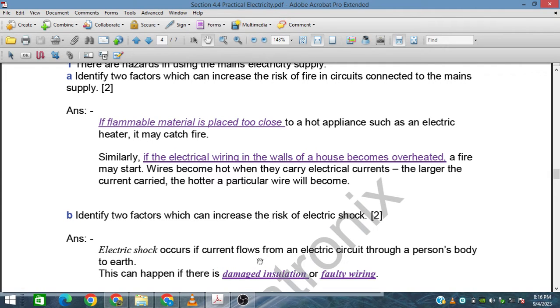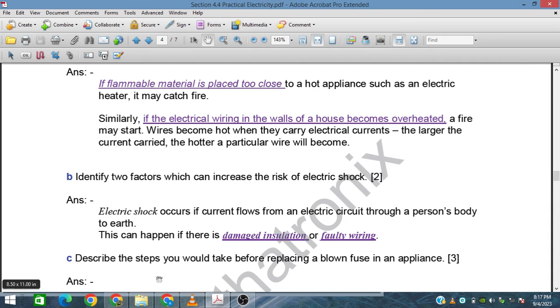If somewhere there is damaged insulation, as a result it conducts and becomes a live wire. If anybody touches that live wire in the absence of insulation, he may get an electric shock. Similarly, if the wiring is faulty or improper, it may also give electric shocks.